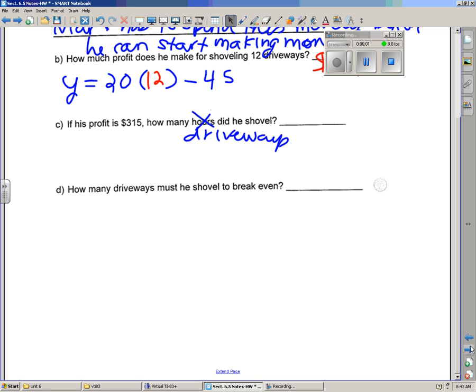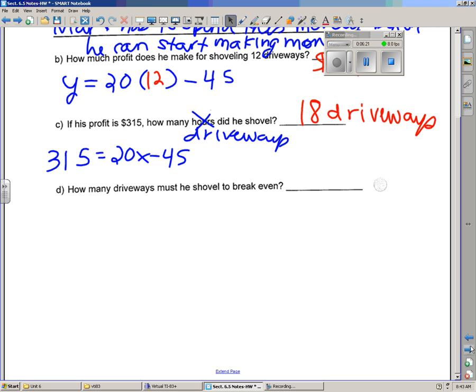If his profit is $315, how many, not hours, but how many driveways did he shovel? And then you say, okay, well, the profit is $315, 20x minus 45. Add 45 to both sides and then divide by 20, and it turns out that he's going to have done 18 driveways. Feel free to use your calculator.